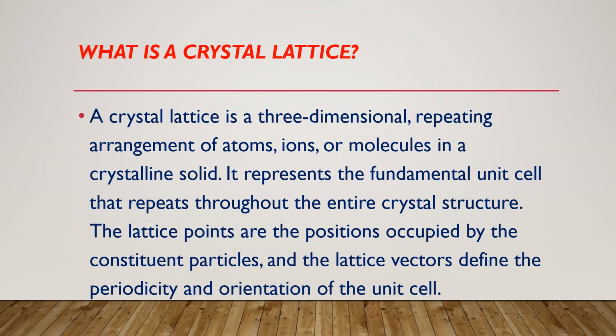What is a crystal lattice? A crystal lattice is a three-dimensional repeating arrangement of atoms, ions, or molecules in a crystalline solid. It represents the fundamental unit cell that repeats throughout the entire crystal structure. The lattice points are positions occupied by the constituent particles, and the lattice vectors define the periodicity and orientation of the unit cell.